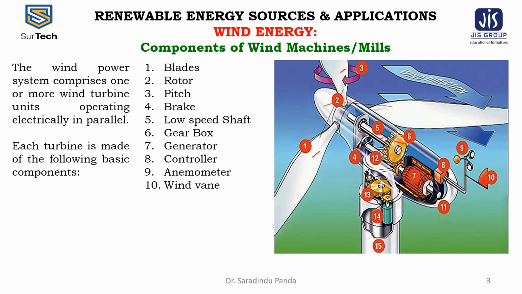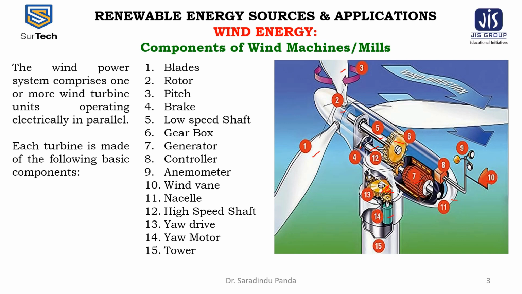Ten is the wind vane. This is the nacelle. Nacelle is the cover. Eleven, this is the nacelle. Twelve is the high speed shaft. Then the yaw drive. These are the yaws. Thirteen, this is the yaw. And the yaw motor, fourteen. And fifteen is the last, this is the tower.